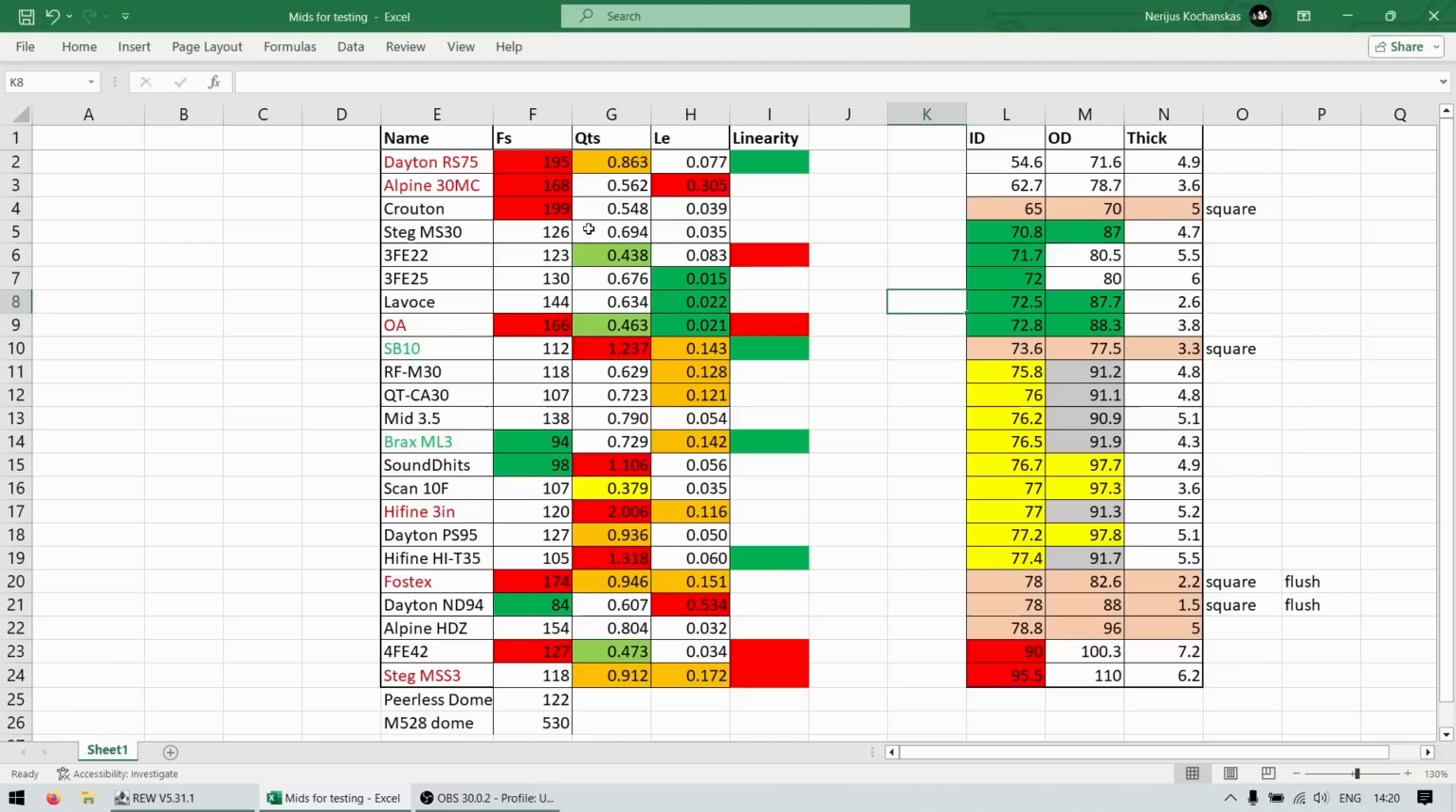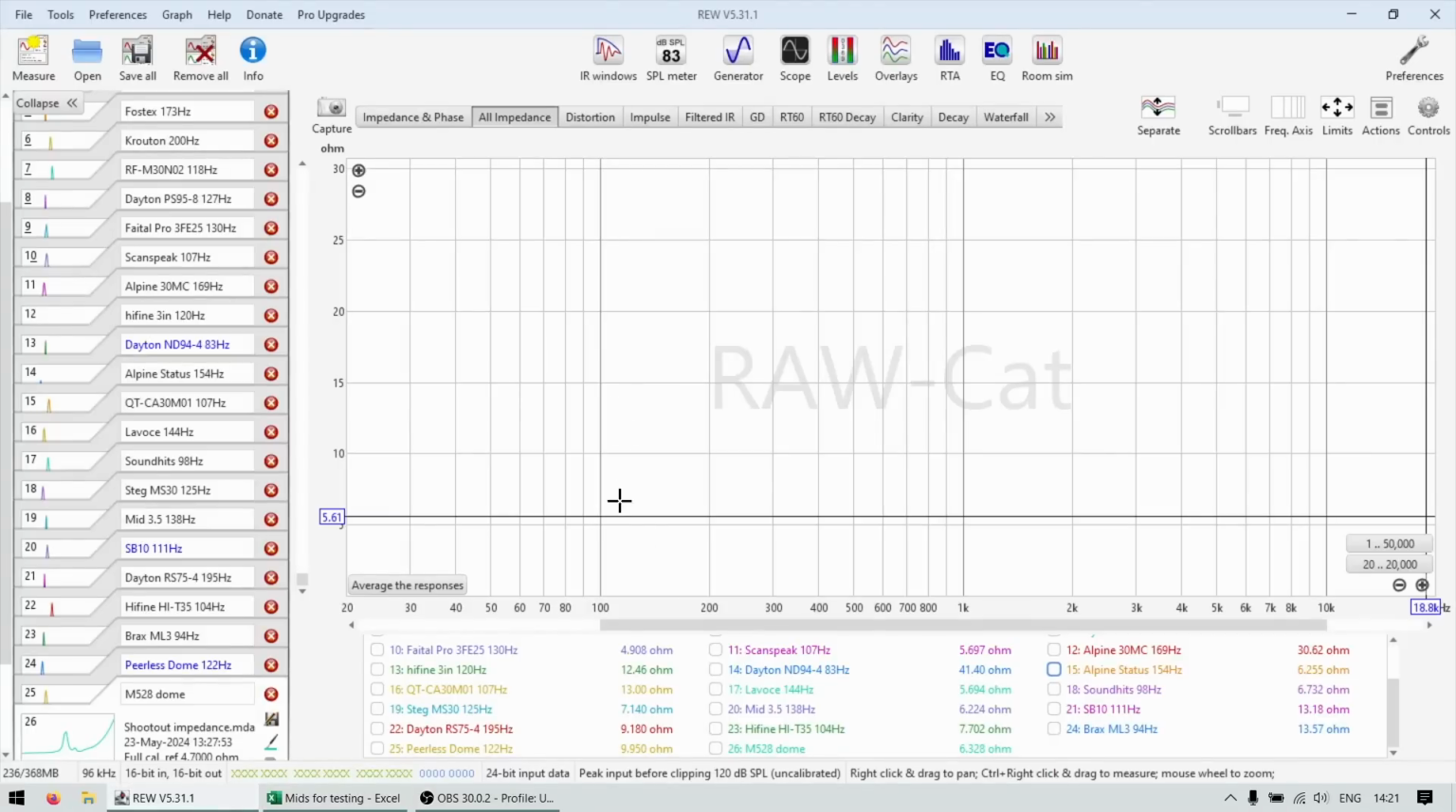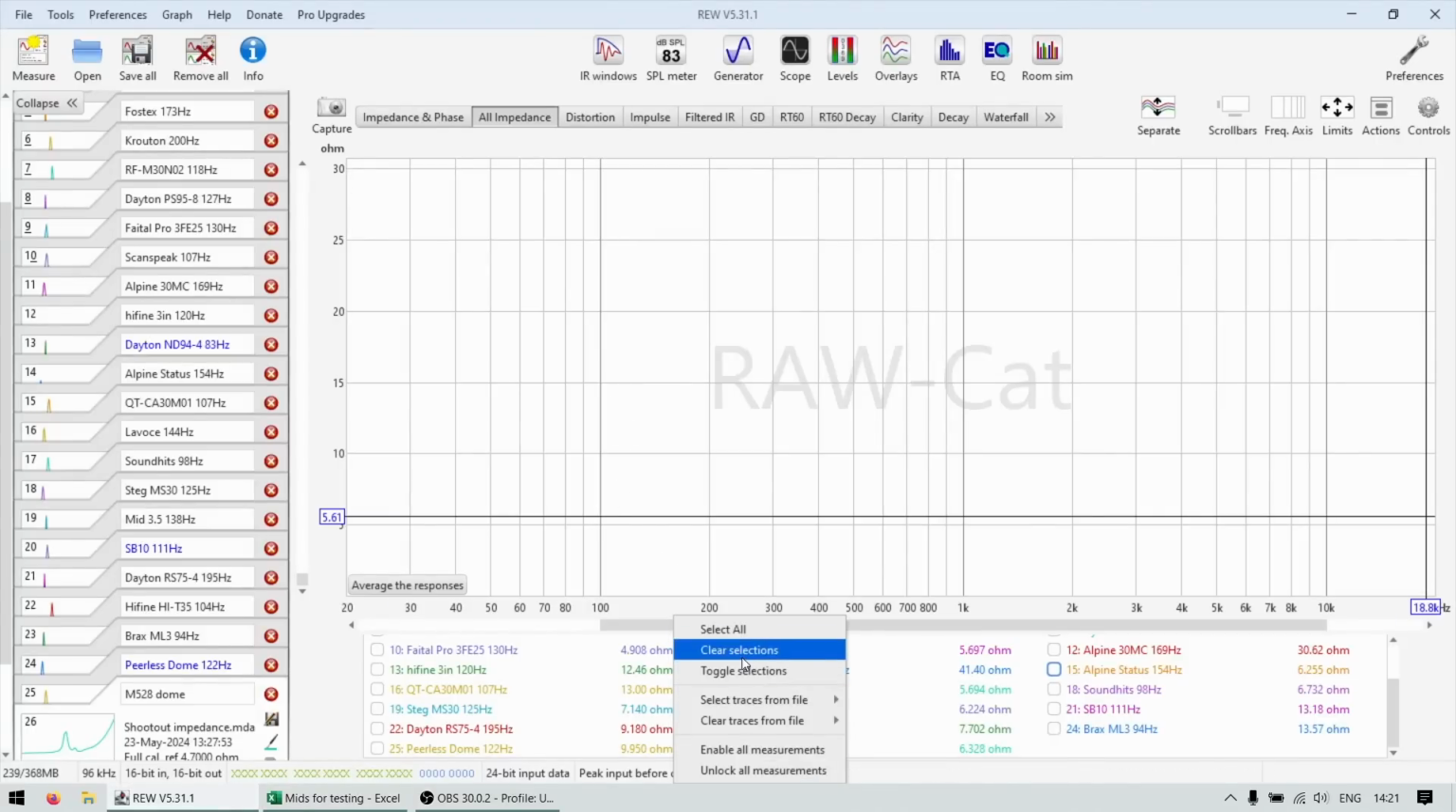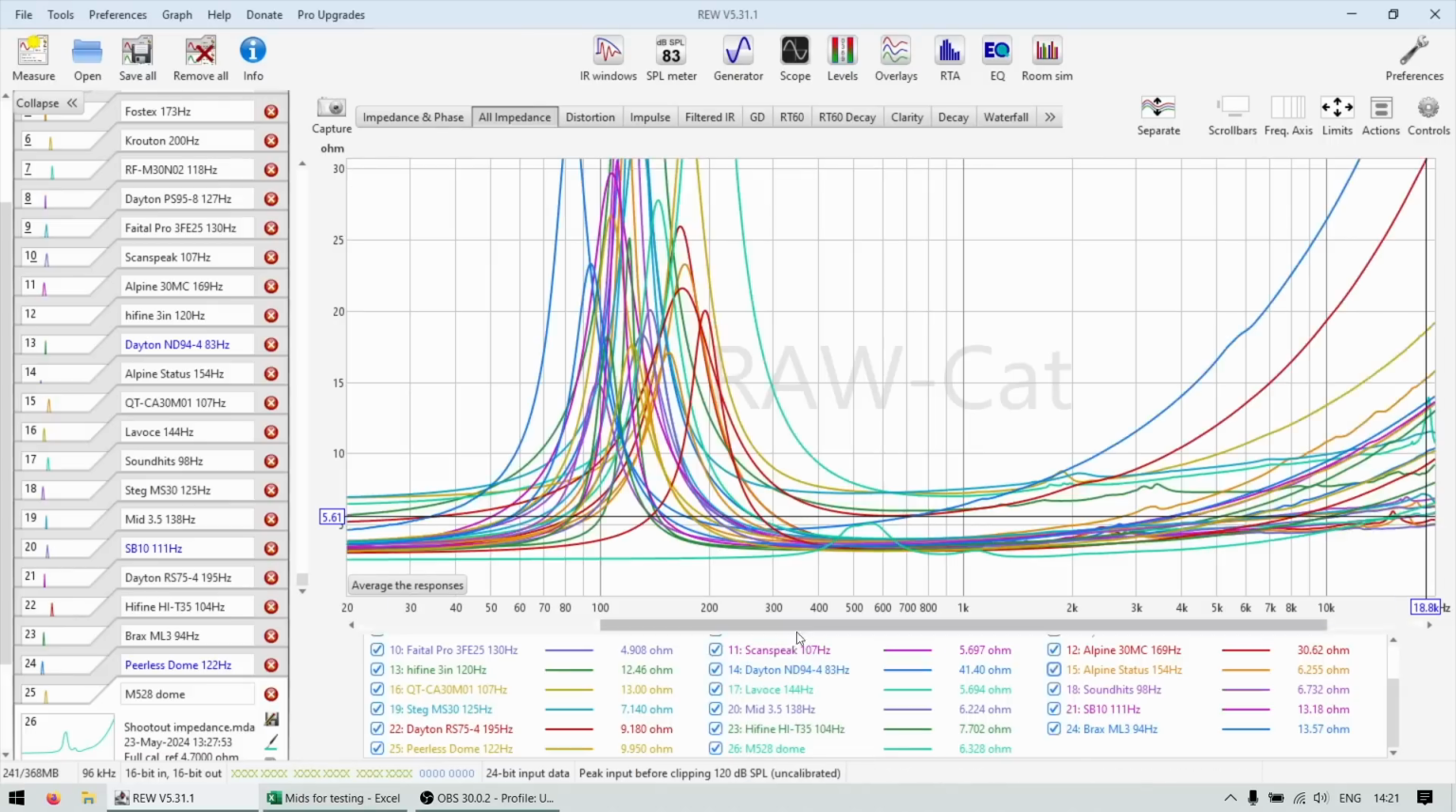So again, you can download this, you can download that, and you can have a look by yourselves. But if I would have to summarize all of these drivers and just, again, subjectively pick the best ones only from the impedance graphs and nothing else. Only look at the impedance graphs and nothing else.